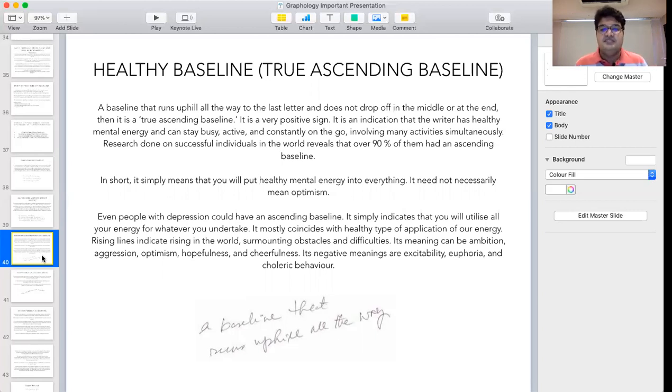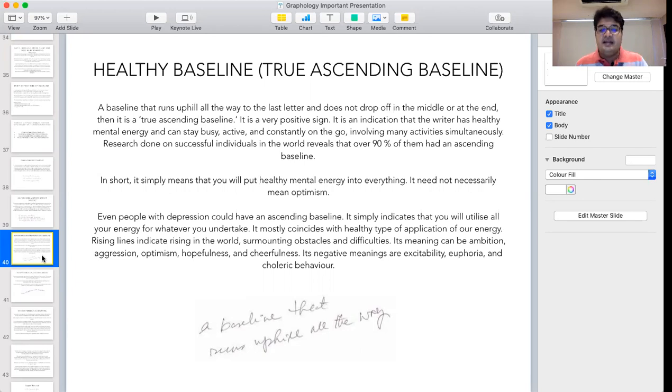Research done on successful individuals in the world reveal that 90% of them had an ascending baseline. In short, it simply means that you will put healthy mental energy into everything. It need not necessarily mean optimism. Even people with depression could have an ascending baseline. It simply indicates that you will utilize all of your energy for whatever you undertake. It mostly coincides with a healthy type of application of our energy.